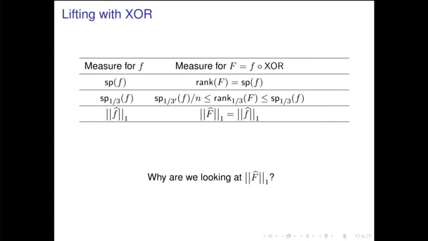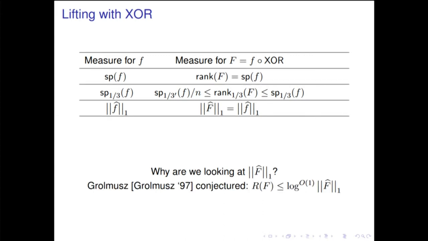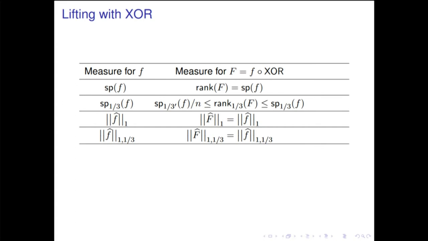There's more nice lifting that happens here. So the L1 norm of f is exactly the same as the L1 norm of f of XOR. Now, it might be a bit weird that we're talking about L1 norm of f of XOR, but that is not a mistake over there. A reviewer once corrected us, saying, you probably don't mean that, but it's actually what we meant. The reason we meant it is that there actually is a conjecture here that says that randomized communication complexity is at most polylog in the L1 norm. So the L1 norm also lifts. The approximate L1 norm also lifts exactly. So L1 norm is really nice.